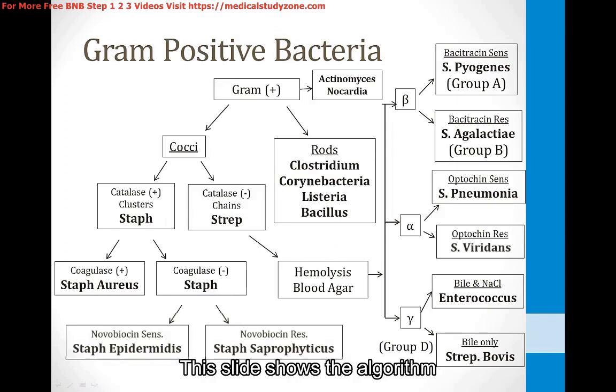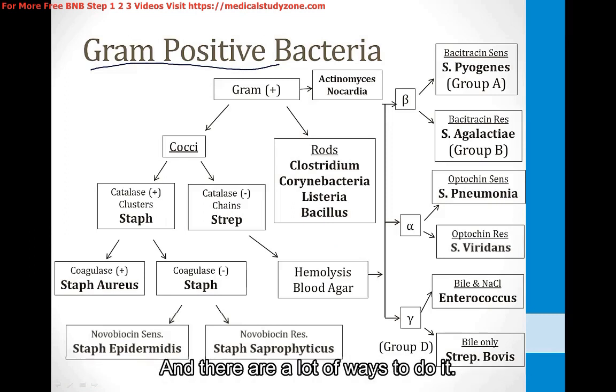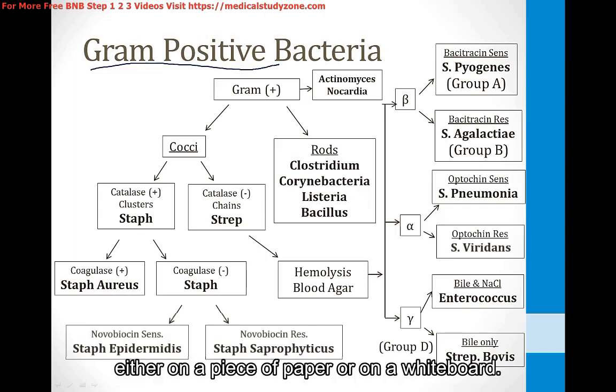This slide shows the algorithm to identify gram-positive bacteria, and you have to memorize this as a medical student. There are a lot of ways to do it. The way I used to do it and the way I recommend is to just write this out over and over again until it sticks in your memory, either on a piece of paper or on a whiteboard. But by whatever method you use, you're going to have to memorize this, and you're going to have to know how to identify bacteria based on the results of common microbiology tests.